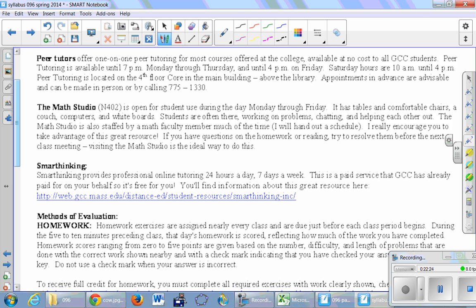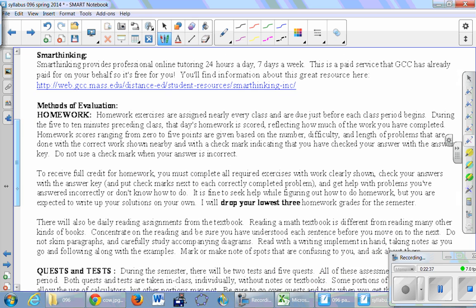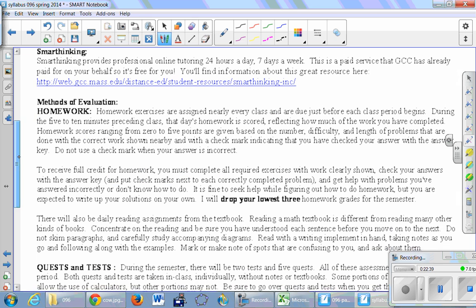There are going to be two different math faculty members on duty every day right before our class. There's also somebody there right after our class from 12:10 to 12:50. There's a lot of coverage, so this is a really nice resource. There's also free tutoring online. You can check that link out for more information.